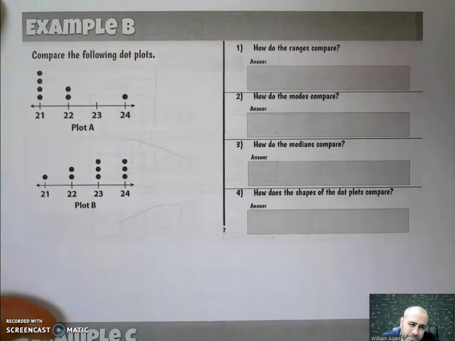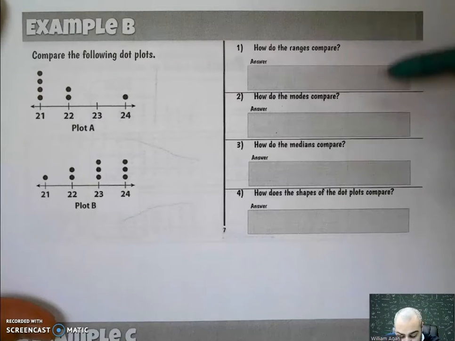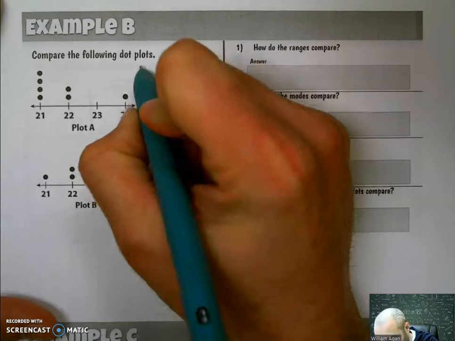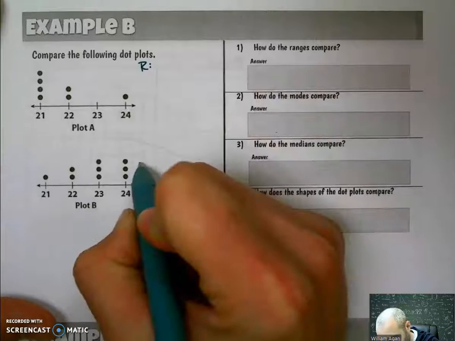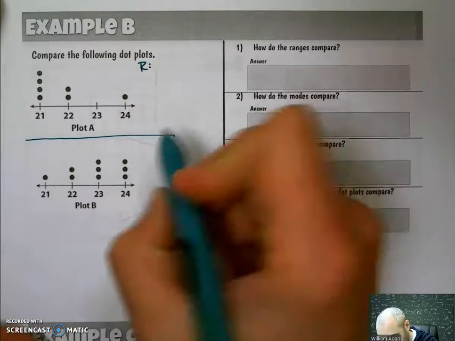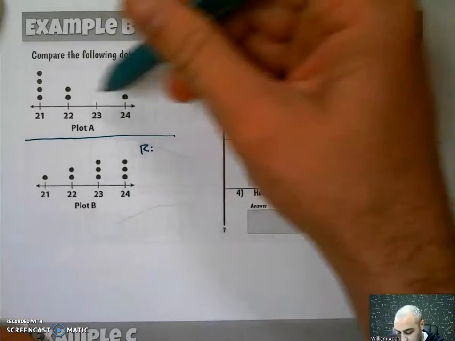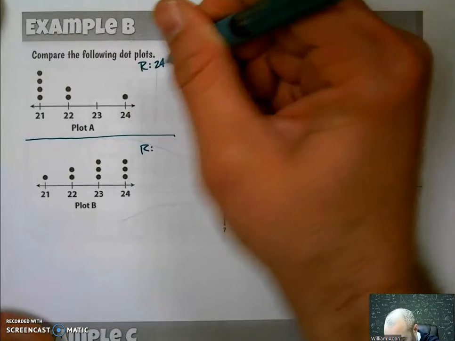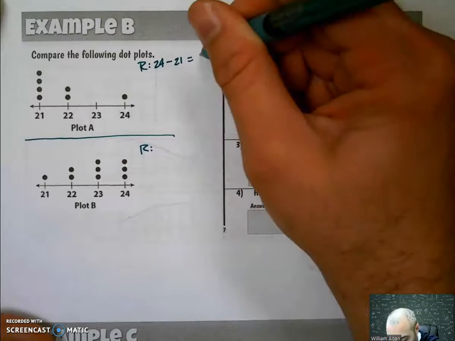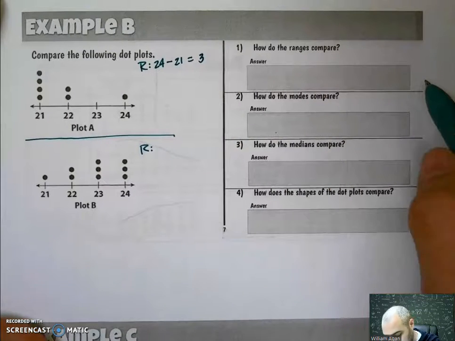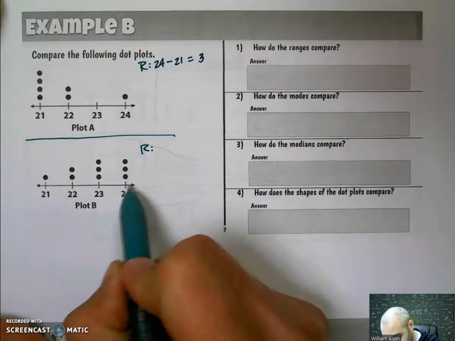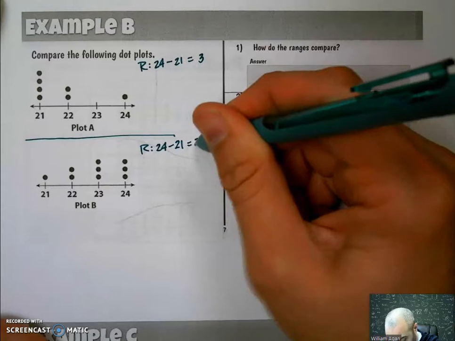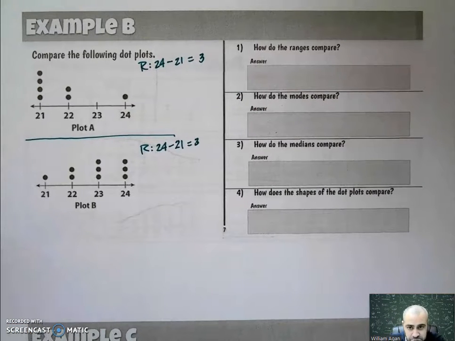So remember, you don't really have to do the mean. And if you look at these questions, mean isn't even one of them. So let's find the range first for both of them. Remember the range is the greatest minus the least. So for this one, it's going to be 24 minus 21, which is 3. So your range is 3. And on this one, it's 24 minus 21, which is 3. So the range for both of them is 3. That's nice.